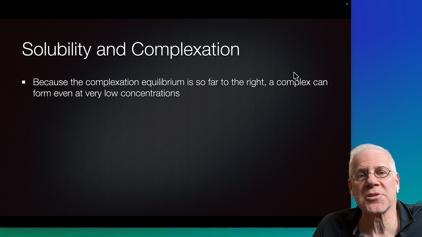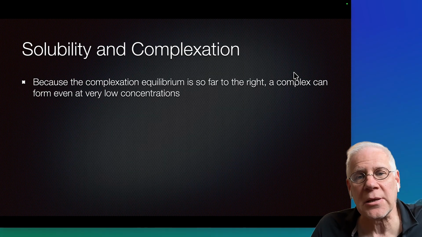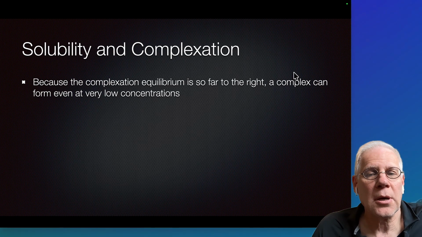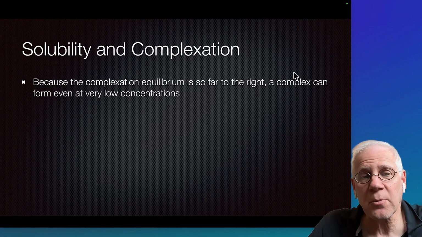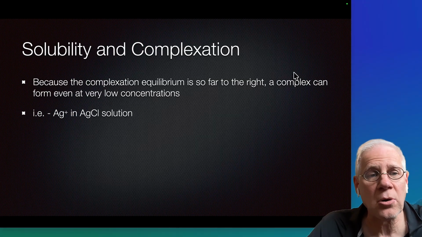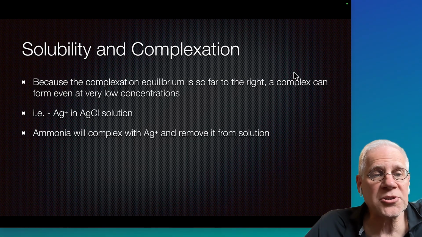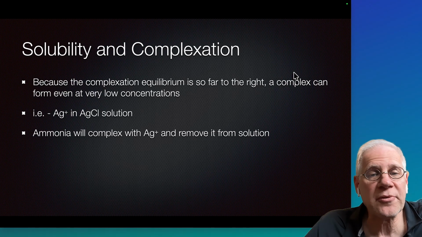So we can also take a look at how solubility and complexation are related. Now, we know that complexation equilibria lies far to the right, which means that even if you have a very small amount of either metal ion or your complexing agent, you can still form a complex at extremely low concentrations. Let's go back and look at silver in a silver chloride solution. We know also, it was one of the first reactions we saw in this section, that ammonia will complex with silver plus and remove it from solution.